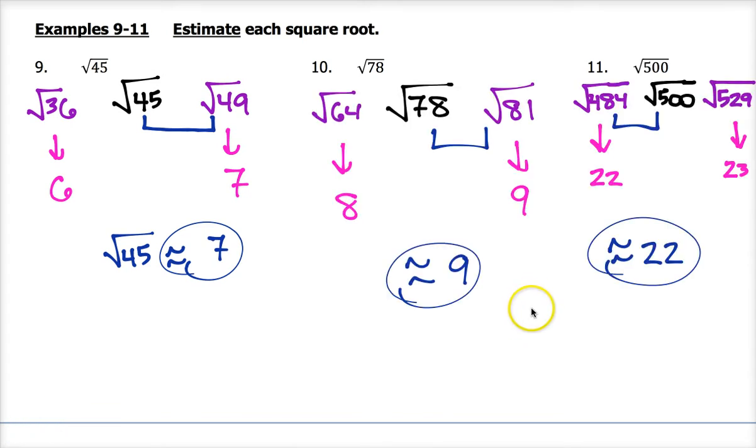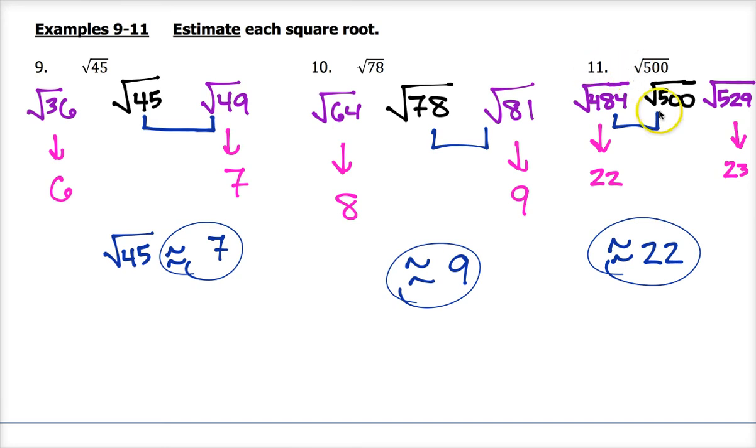Okay, so let's look at what you came up with for 10 and 11. So number 10, you had the square root of 78, and the square root of 78 is between the two perfect squares of 64 and 81. So the square root of 64 is 8, and the square root of 81 is 9. 78 is closer to 81 than it is to 64, so we're going to say that the square root of 78 is approximately 9. Again, not exactly, but it's closer to 9 than it would be to 8.